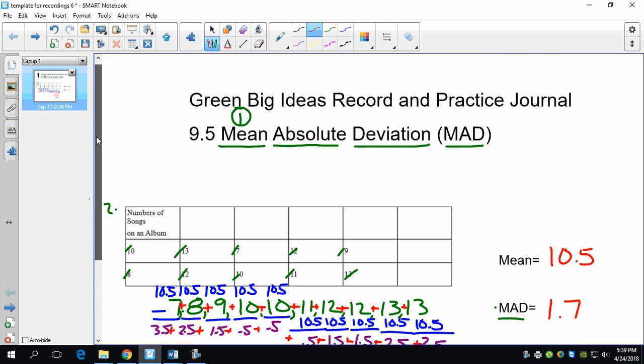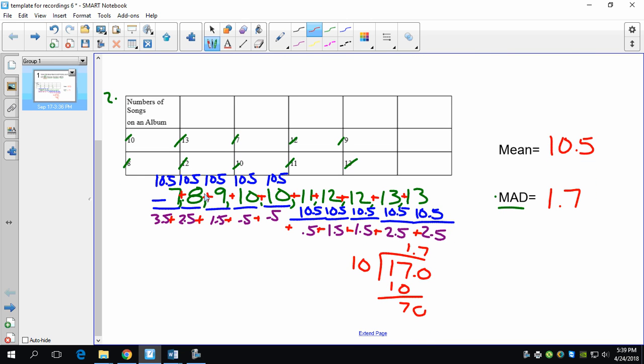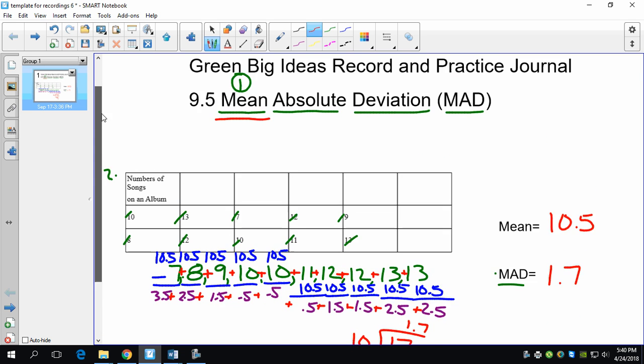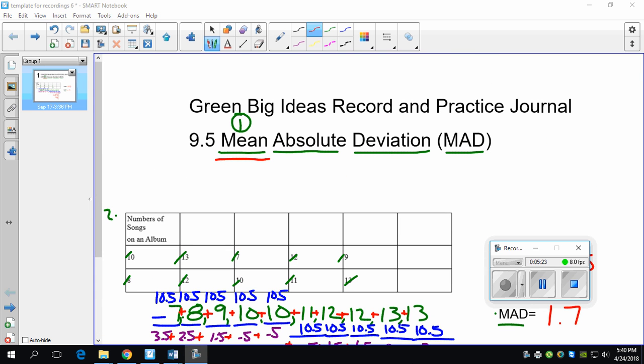It's wordy, with lots of steps to complete this problem, but it all starts with the mean. You have to find the mean first, and then you subtract your mean, 10.5 in our case, from your data, add all these numbers up, and divide by 10. So your mean absolute deviation is 1.7. Good luck working on the MAD.